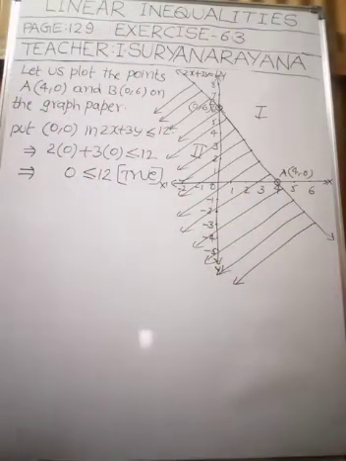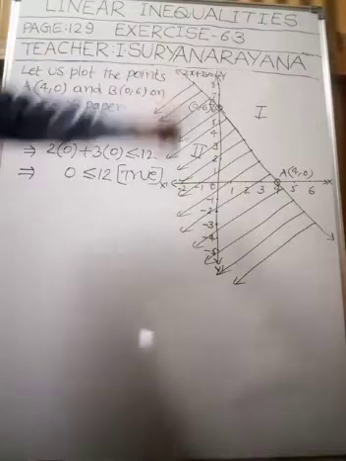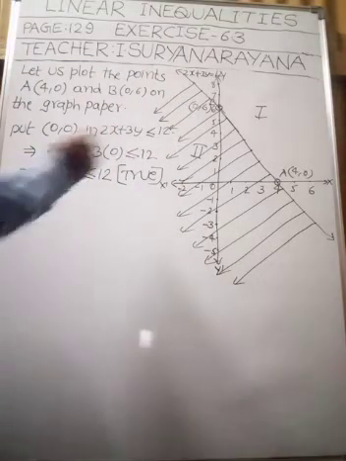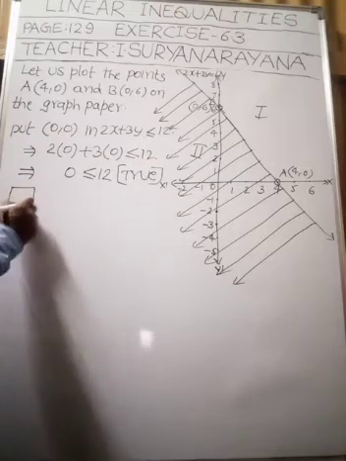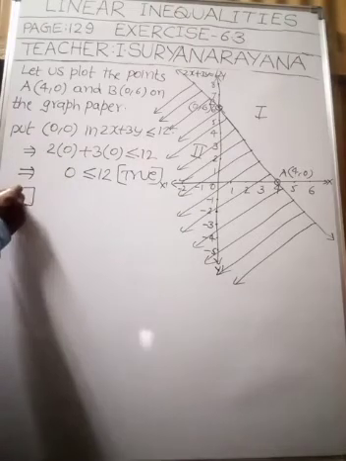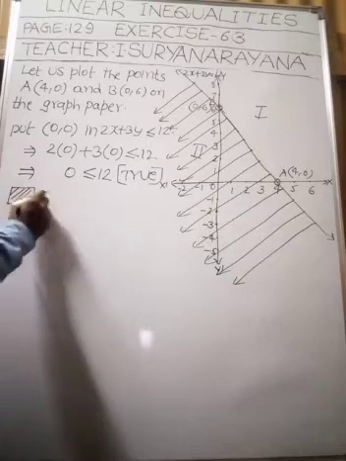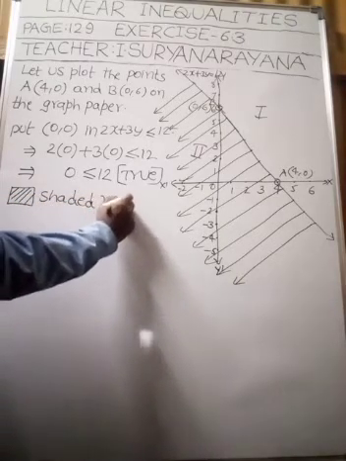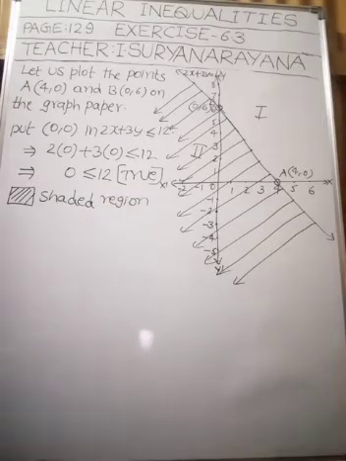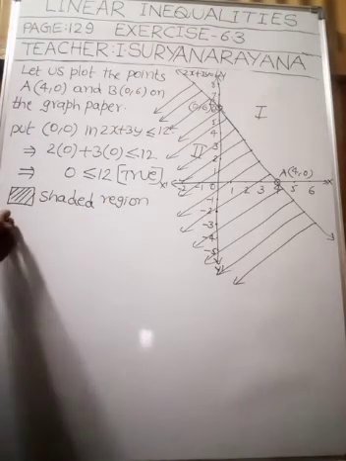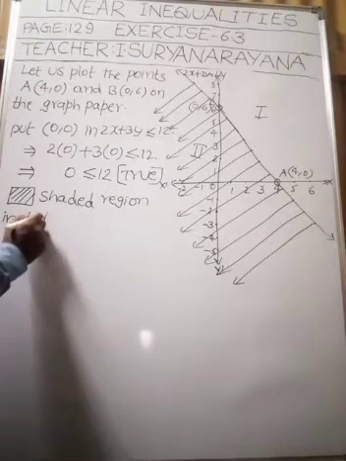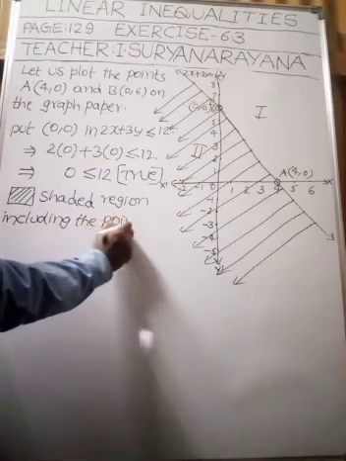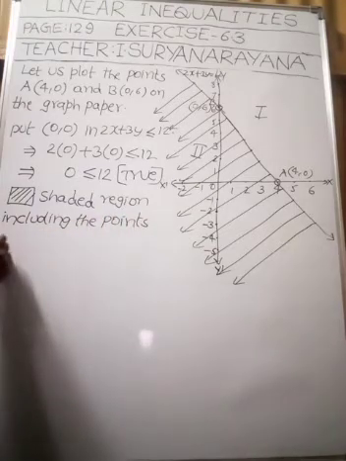Understood this point, my children? This is the graph of 2x plus 3y less than or equal to 12. So finally we write the slant lines shaded region including the points on the line.